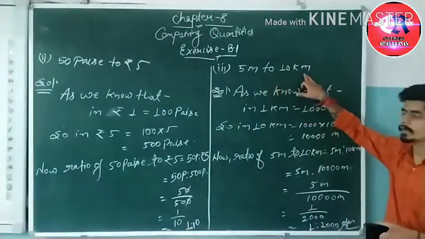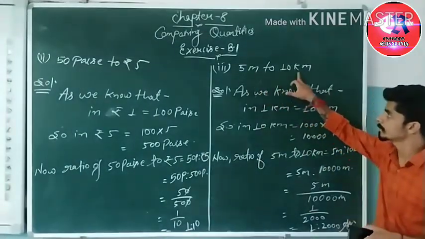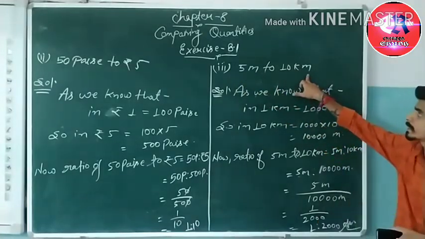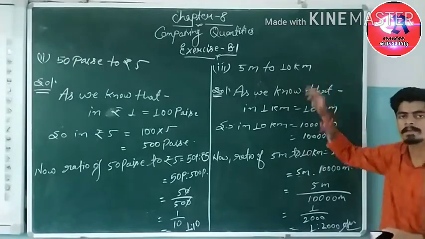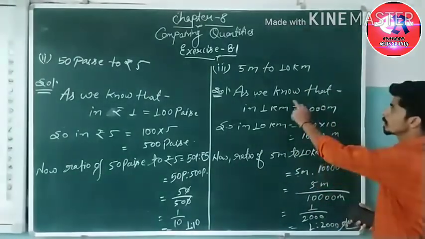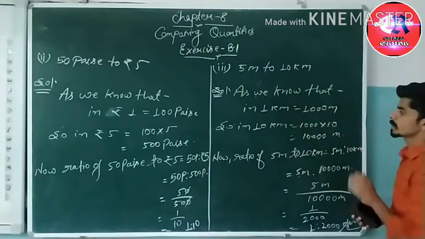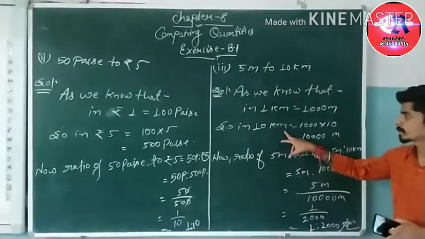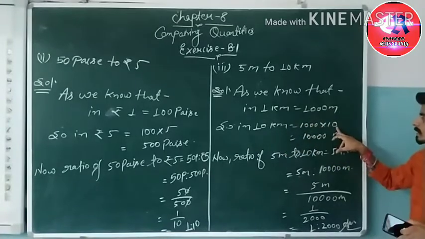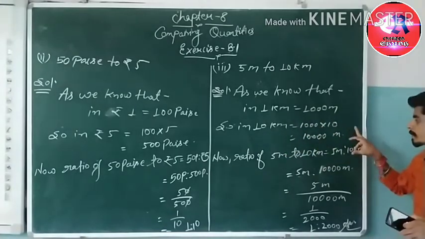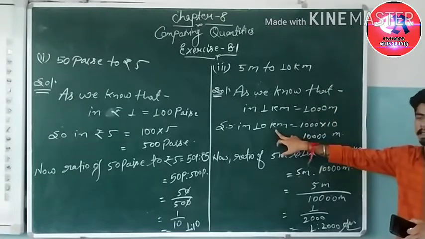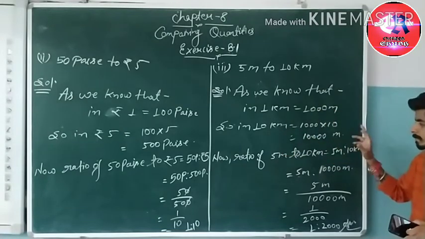5 meter to 10 kilometer. Here also the measurements are different. Here 5 is in meters and 10 is in kilometers. We have to convert the measurements into the same unit. Now as we know, 1 kilometer is equal to 1000 meters. So 10 kilometers is equal to 1000 multiplied by 10, and we get 10,000 meters. So in 1 kilometer there are 1000 meters, so in 10 kilometers there will be 10,000 meters.